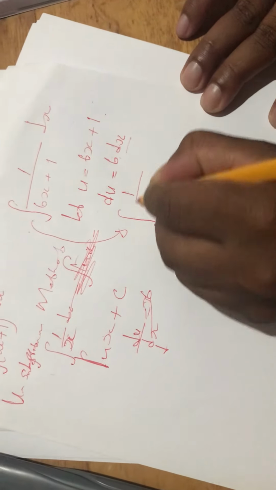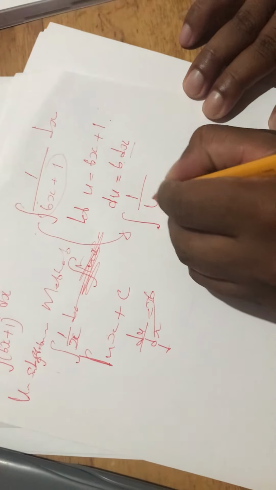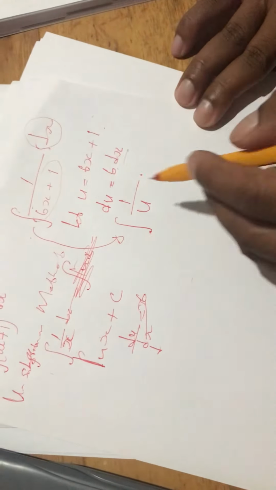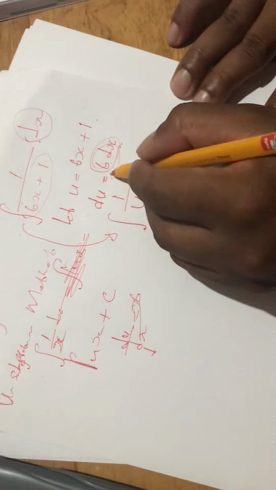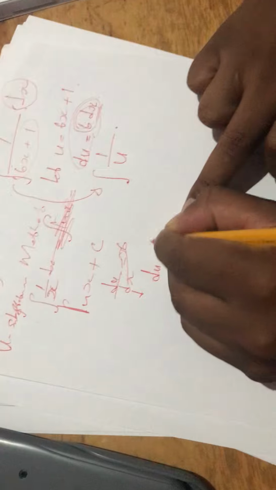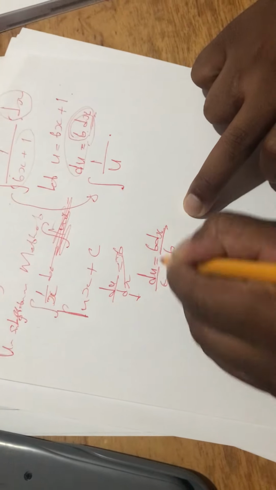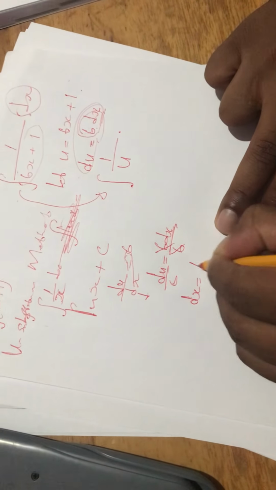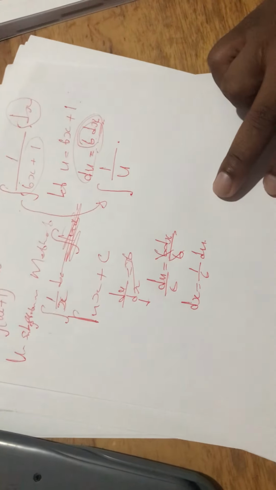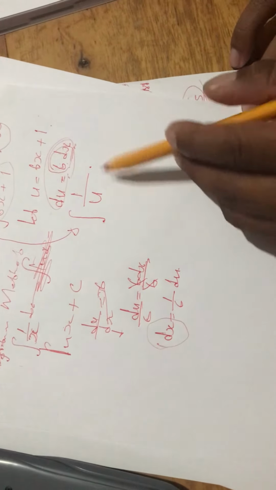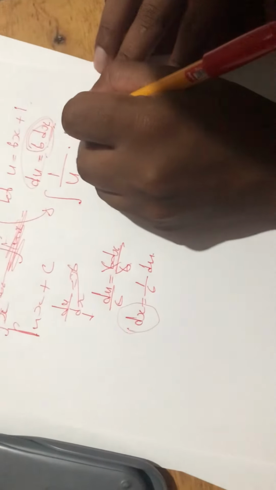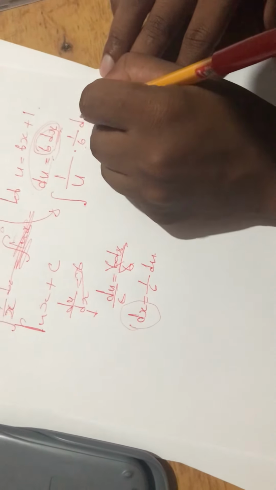Now we go back to our equation and we write the equation in terms of u, guys. This will be the integral of 1 over, remember 6x plus 1 is u, times dx. We need to find the value of dx because we want to write the equation in terms of u. If du is equal to 6 dx, then to make dx the subject we divide both sides by 6, so that dx is equal to 1 over 6 du, guys. Wherever I see dx, I'm just going to plug in 1 over 6 du.